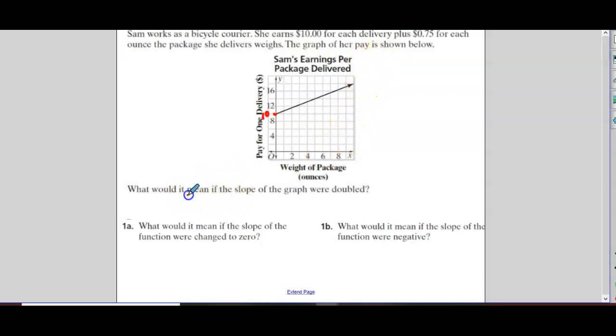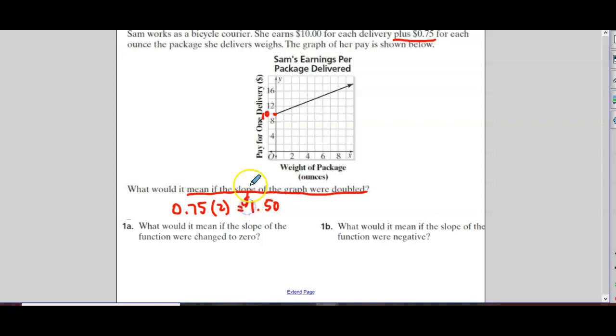So what would it mean if the slope of the graph were doubled? Okay, so my slope is the thing that's changing. 10 is not what changes. That's the given, the flat rate, right? What's changing here is the 75 cents. So if we went from 75 cents and doubled it, take that times 2, that would be $1.50.